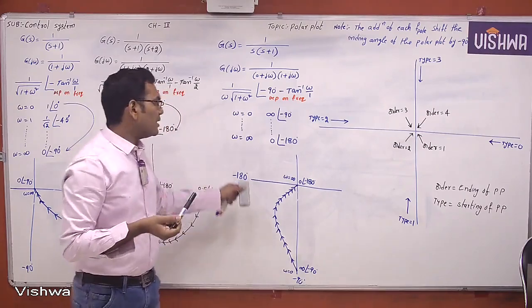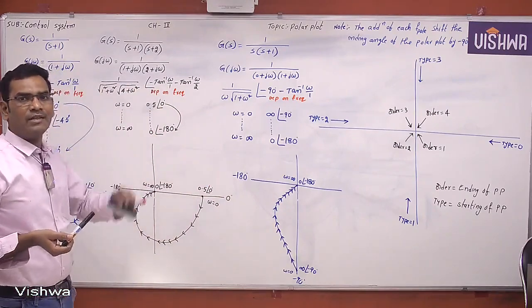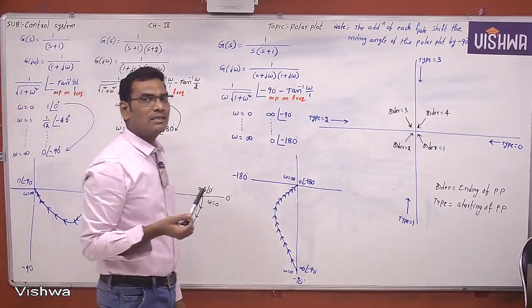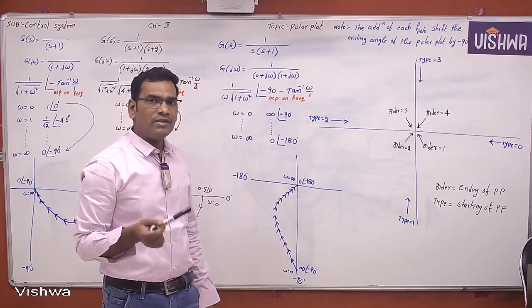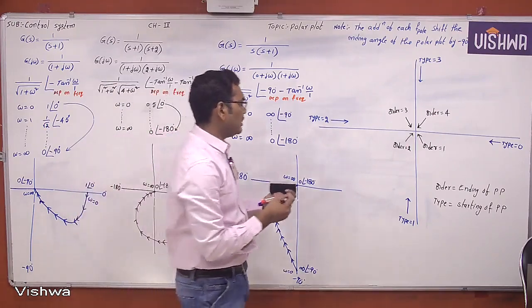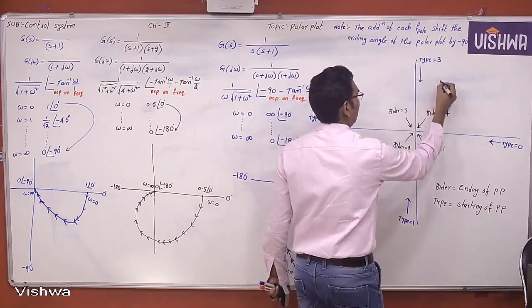So then why unnecessarily waste our time drawing this polar plot by finding magnitude, phase angle, frequency and all these things? No. So this is the shortcut method, which is valid with one condition. The condition is nothing but here. For this type and order method, I will write one note.